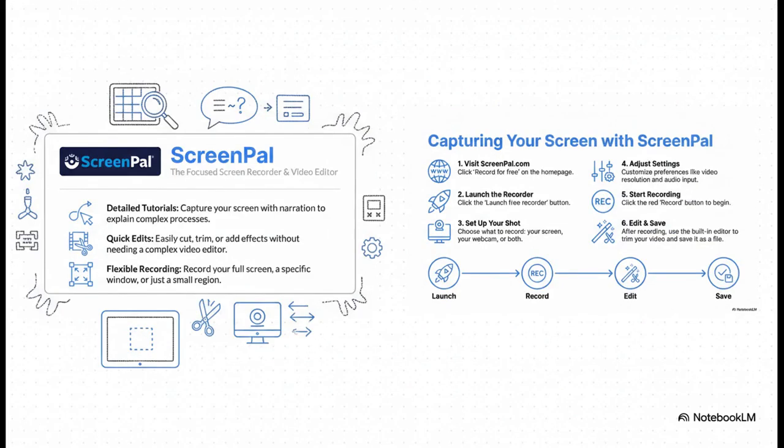Next, let's talk about ScreenPal. This is your go-to when you need to walk students through a process on your screen. For things like, here's how to solve this math problem, or here's how you navigate this website. It gives you really precise control to record your whole screen or just a tiny part of it. And you can even draw and highlight right on the screen as you talk. It's fantastic for guiding your students' attention exactly where you want it.